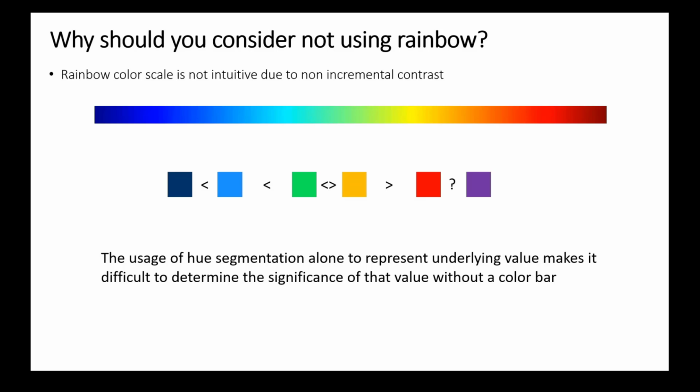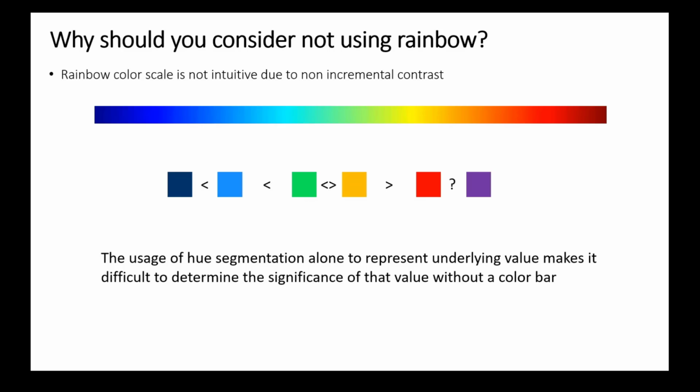In other words, if I were to give you just 6 squares of random colors and asked you to order them from least to greatest, well, you would probably need a color bar to do so. Whereas if they were all different shades of blue, you could probably figure out, by using that incremental contrast, that it might go from dark to light blue or from light blue to dark blue. You'd be able to order them fairly intuitively.